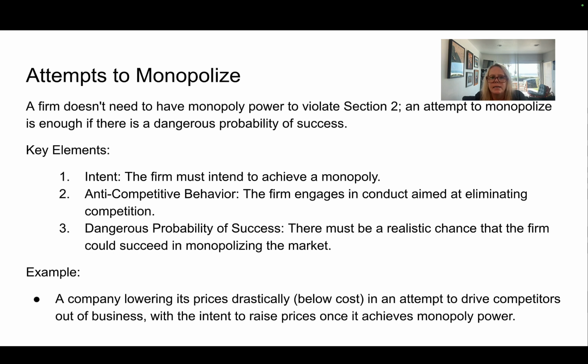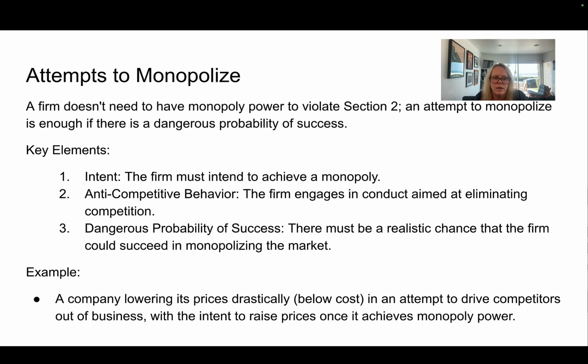A company doesn't need to have monopoly power in order to violate Section 2. An attempt to monopolize is enough as long as there is a probability of success. So the key elements of that are intent. Did the company intend to achieve a monopoly? Have they been engaging in anti-competitive behavior in order to eliminate competition? And is there a realistic chance that the company could succeed in monopolizing the market?